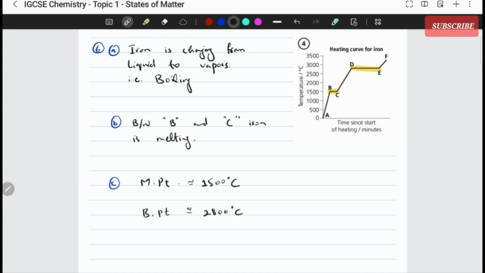All right, so that was all about the heating and cooling curves and the exercise. In the next one, we would go into the next topic, that is gas pressure. If you have any questions, let me know. Take care.